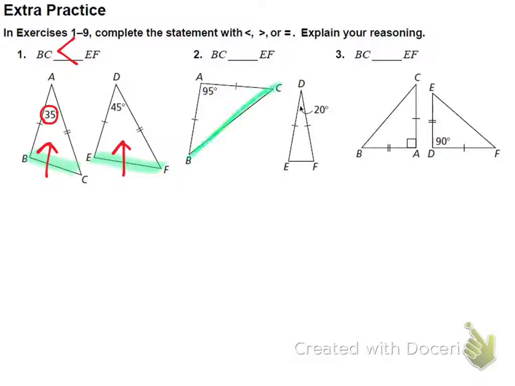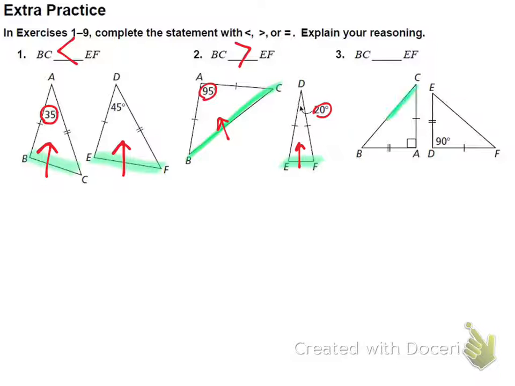Our second, you could really use your eyes on, says compare BC to EF. What do we think? It's greater than. It's big. It's longer, right? Like super longer. It's across from 95, whereas EF is across from 20.